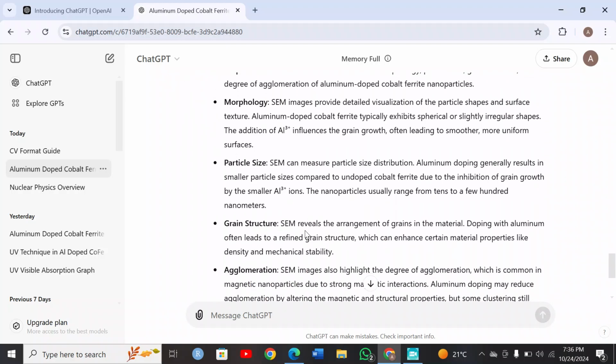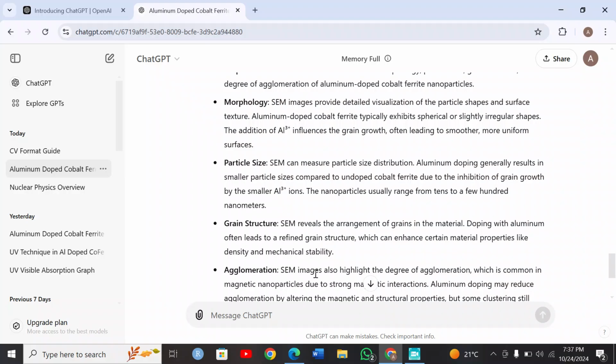Grain structure. SEM reveals the arrangement of grains in the material. SEM provides data about grain in the material. Doping with aluminum refines grain structures, which can enhance certain material properties like density and mechanical strength. Doping of aluminum gives uniform grain structure, meaning refined grain structure.